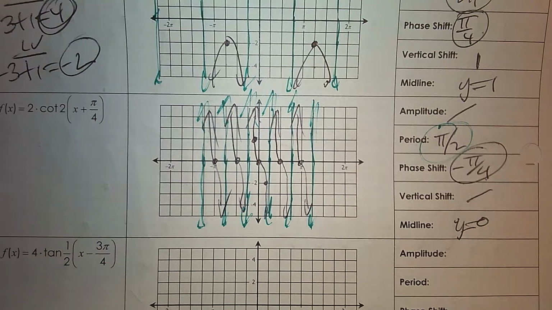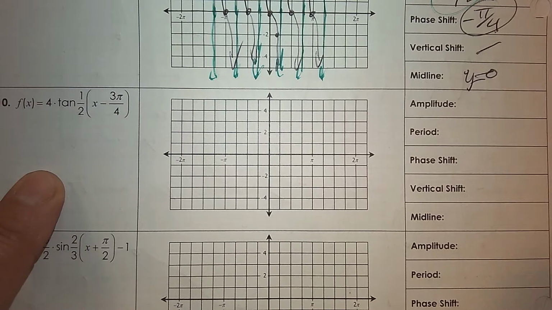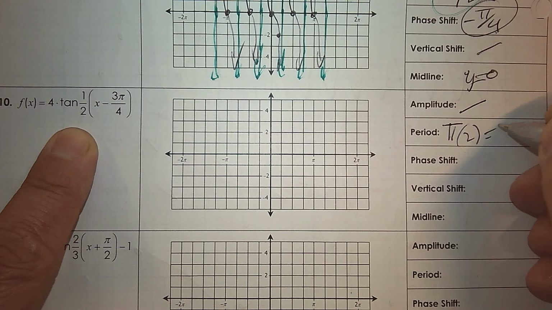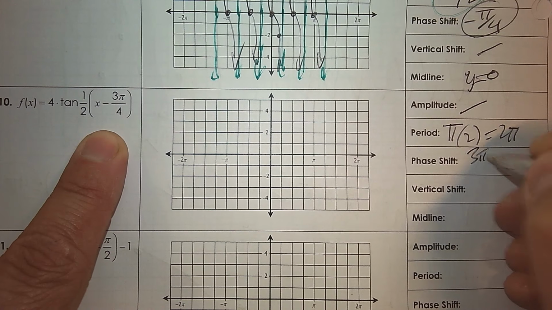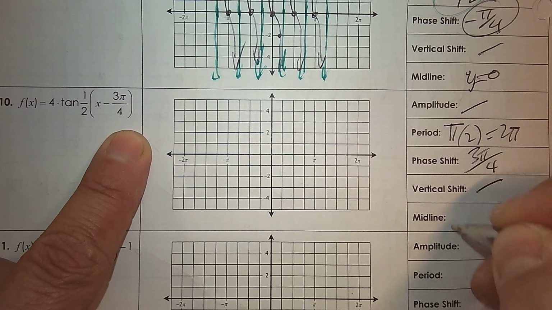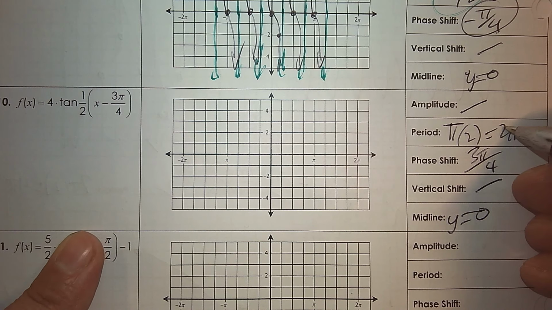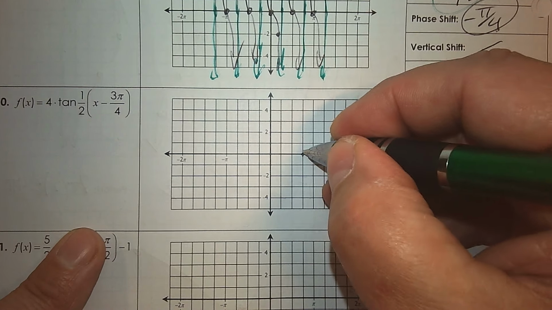All right, number 10. Tangent has no amplitude. The period would be pi. To undo 1/2 is times 2, so the full period's 2 pi. The phase shift's positive 3 pi over 4. No vertical shift, so the midline is at 0. That's the point of inflection. So we start at the phase shift, 3 pi over 4, and it's a point of inflection at 0.